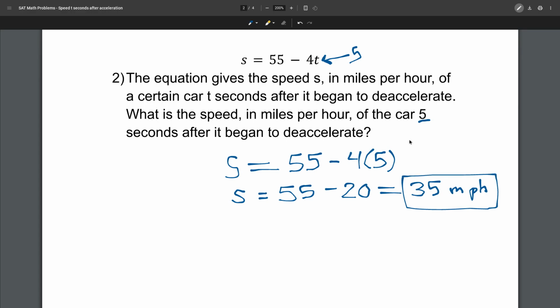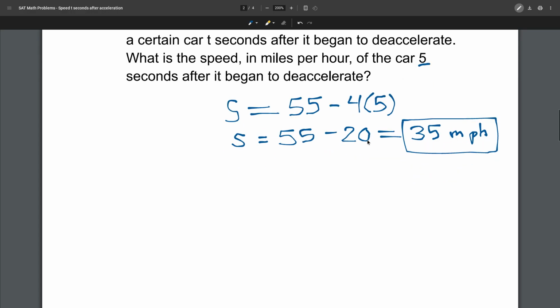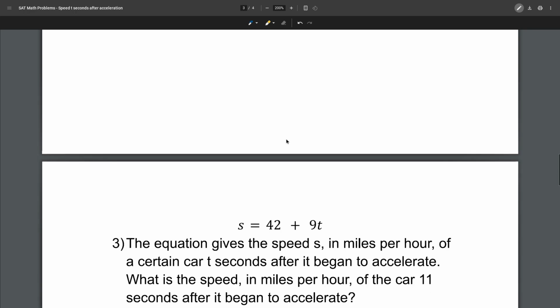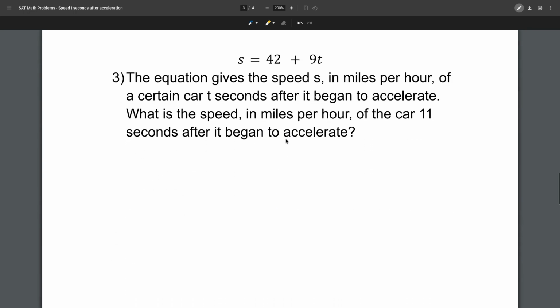Awesome. Let's try another one. Okay, we've got an equation s equals 42 plus 9t. The equation gives the speed s in miles per hour of a certain car t seconds after it began to accelerate. What is the speed in miles per hour of the car 11 seconds after it began to accelerate?